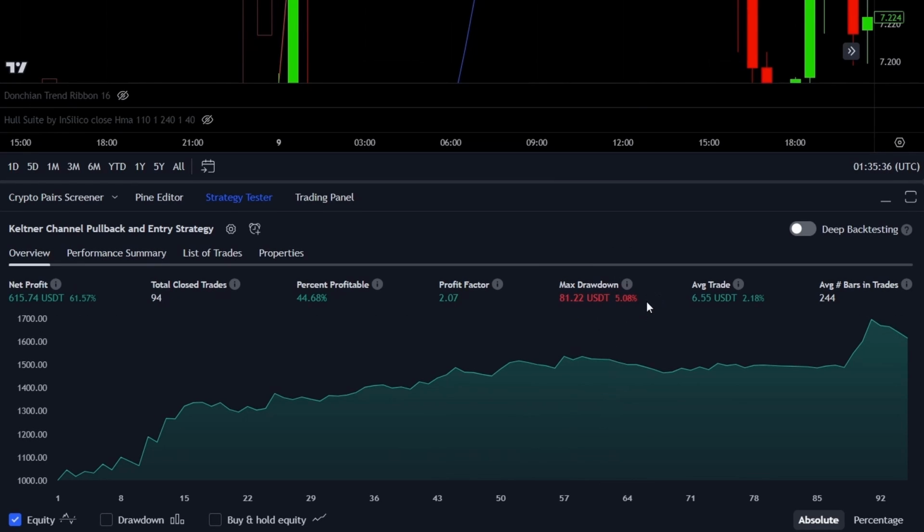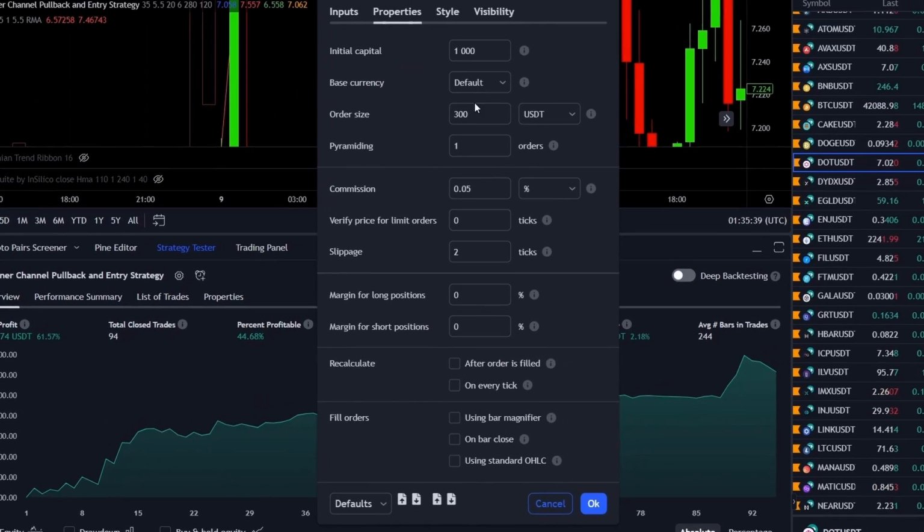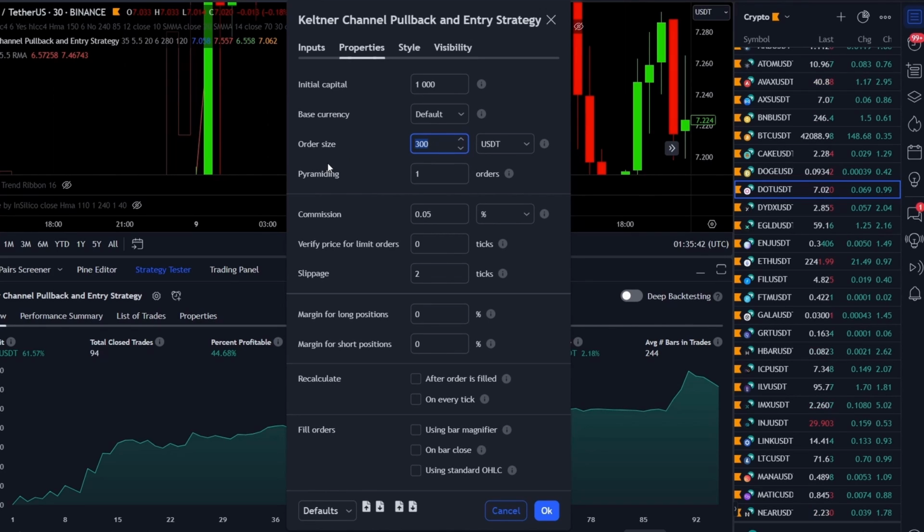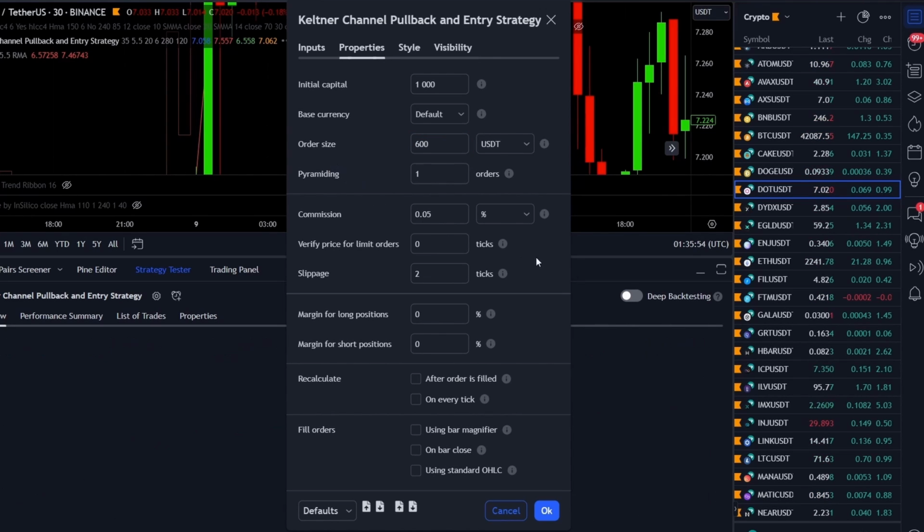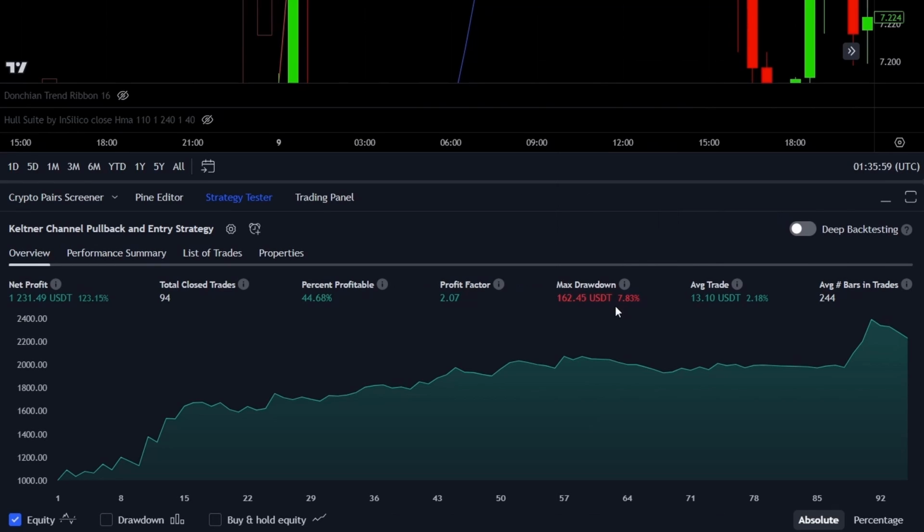When the drawdown is this small, we can easily increase our position size, so we get higher net profit, and we are still inside our preferred max drawdown tolerance. Let's try out doubling the order size, so 600 USDT. We are still well under 10%, and we now get 123% net profit.